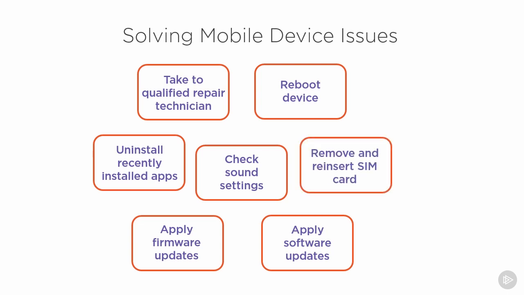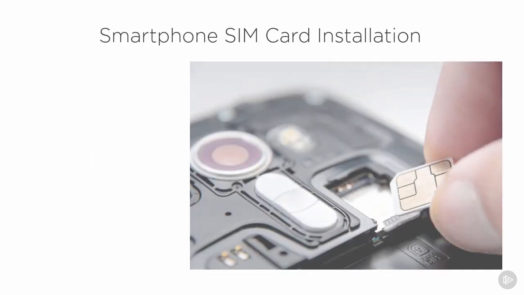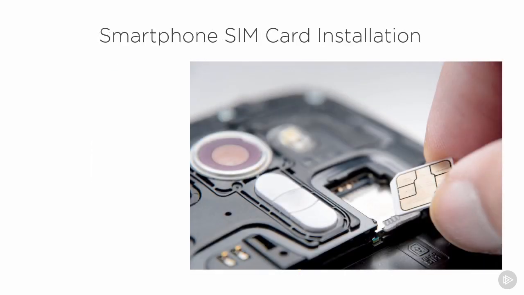In the case of a mobile device that takes a SIM card, that could be a tablet or it could be a smartphone, sometimes you'll need to remove and reinsert the SIM card for it to function properly. So how do we do that? Pictured on the screen, we see an example of inserting a SIM card in a smartphone. The SIM card will contain things like your unique account information to connect you to the carrier network, perhaps some saved contacts, text messages, and so on.